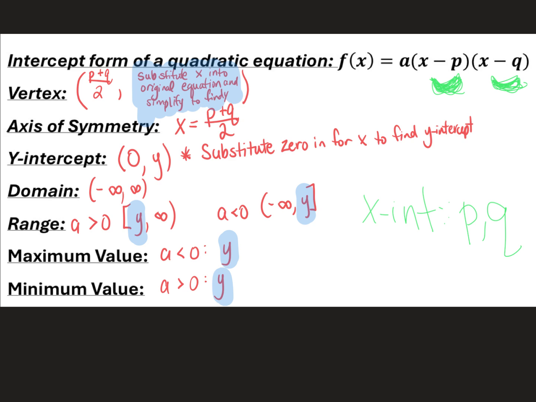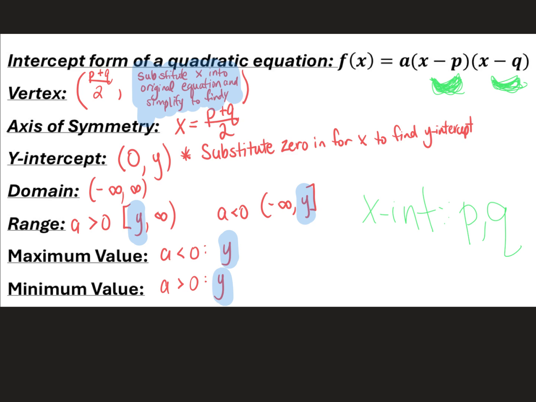The vertex. Before you find the vertex, find your axis of symmetry just like we did on standard form. X equals P plus Q divided by 2. So you have to know your P value and your Q value when you are finding the axis of symmetry. You have to know your P and your Q. So X equals P plus Q divided by 2.